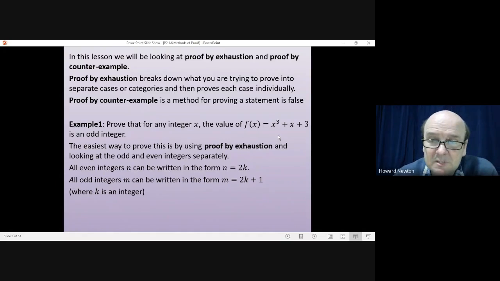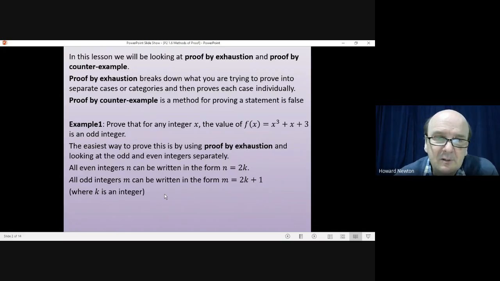So what we're going to do on this question is first of all assume that x is even, so we'll let x equal 2k and substitute that into the expression, and then we're going to assume that x is odd. So we'll let x equal 2k plus 1 and substitute that in. And in both cases, we're going to try and prove that the result is an odd integer. I'll let you have a go at doing that yourself. So pause the video, have a go, and then come back to me when you're ready.